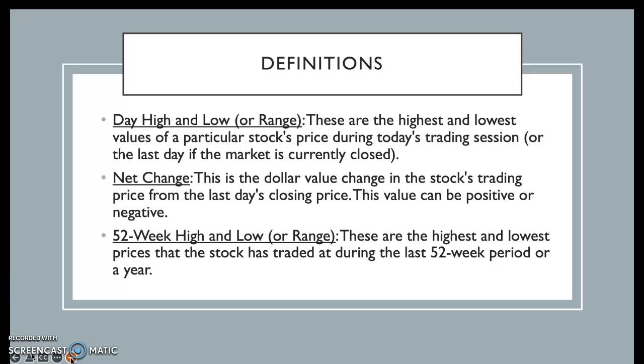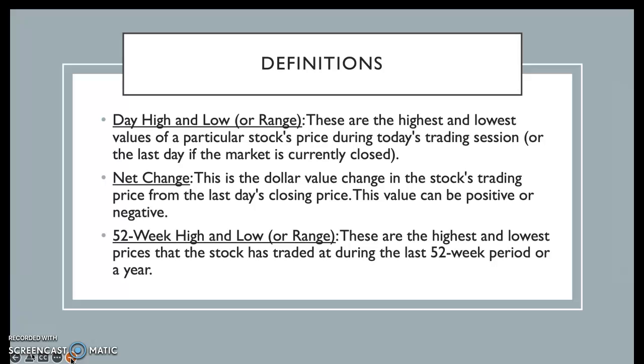The day high and low. A lot of times this is given as a range. This is the highest and lowest values of a particular stock's price during today's trading session. Again, it could also be the last day if the market is closed when you're looking at this. The net change is the dollar value change in the stock's trading price from the last day's closing price. Could be positive or negative. So, how much does it change from the day's closing price to wherever it is?